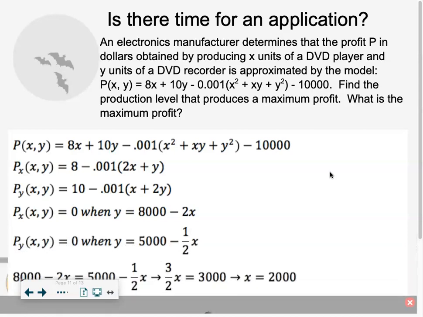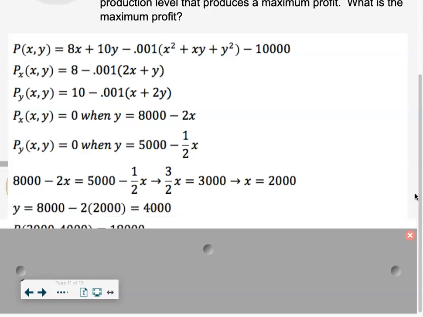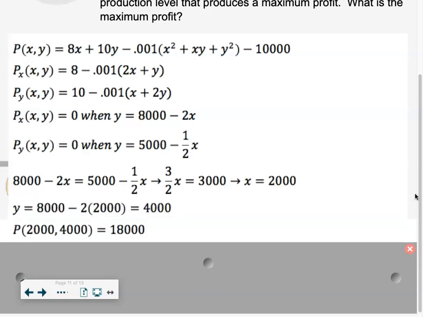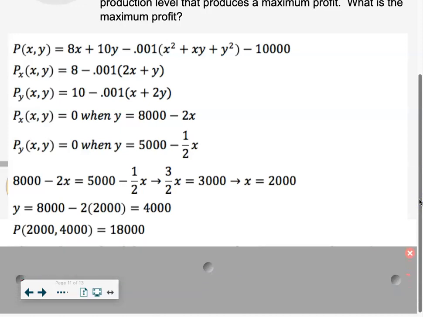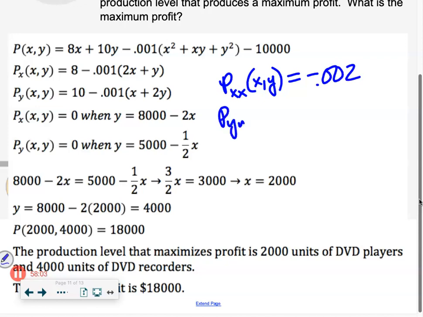So I went ahead and solved the system. I ended up with an x of 2,000, which everyone eventually got there, right? And then I got a y of 4,000. Now, what I didn't do last year is verify my D, and I really should have, so I'm going to write this in today. So p sub xx, my second partial, I get a negative 0.002. And then p sub yy, I also get a negative 0.002.